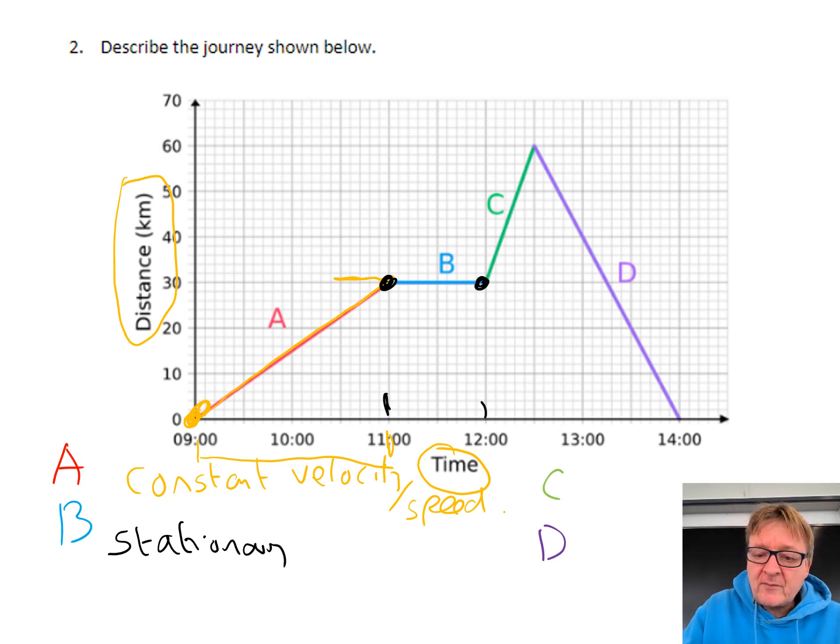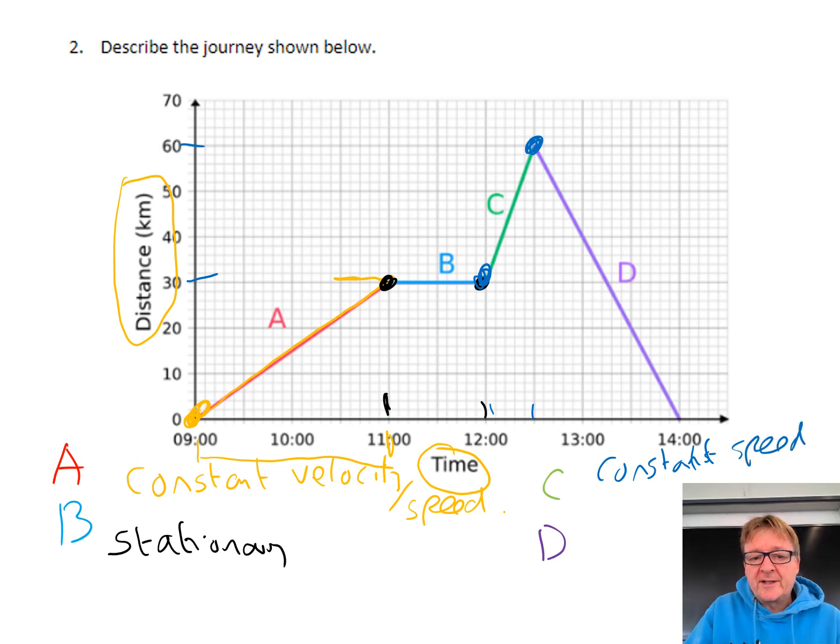C. So now from C, what colour shall I do? Let's do dark blue. From C to the end of C, you have gone from 30 to 60 kilometres, but you've only done it in half an hour. So C, you are at a constant speed, but you are travelling at a faster constant speed than A. So I'm going to put here faster than A. Now obviously you can write this neater on your test.